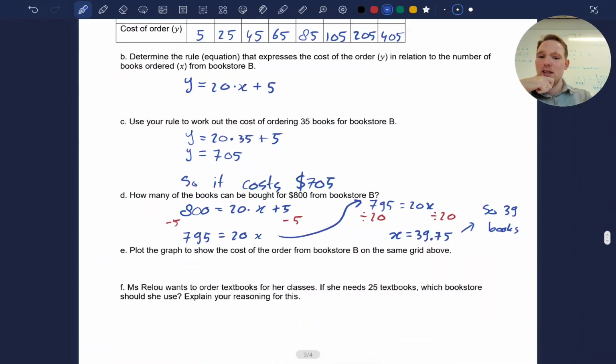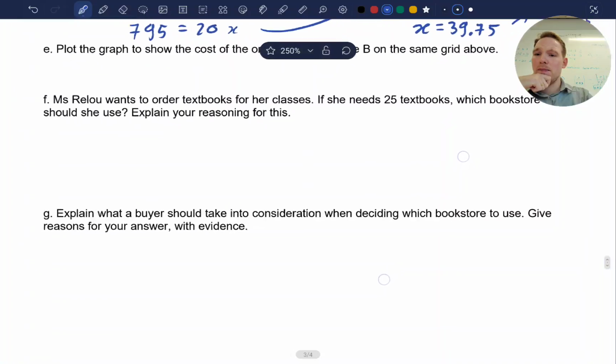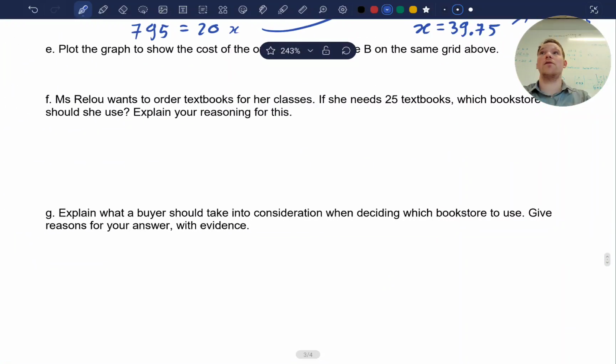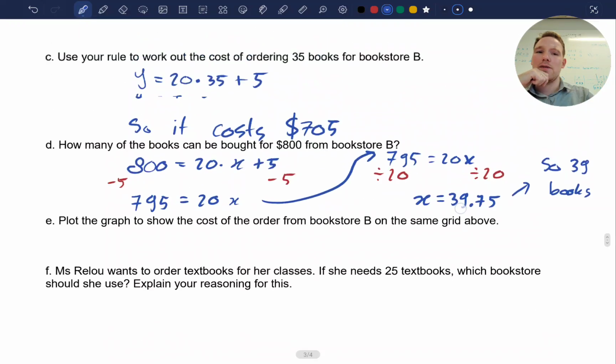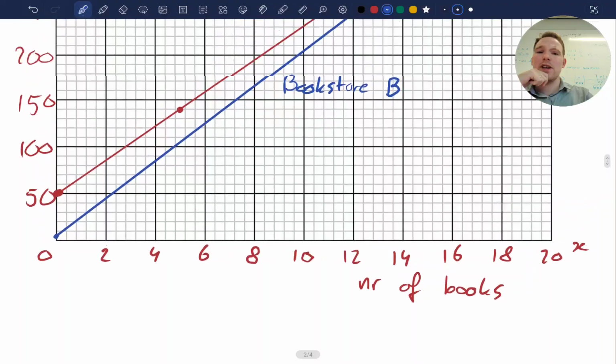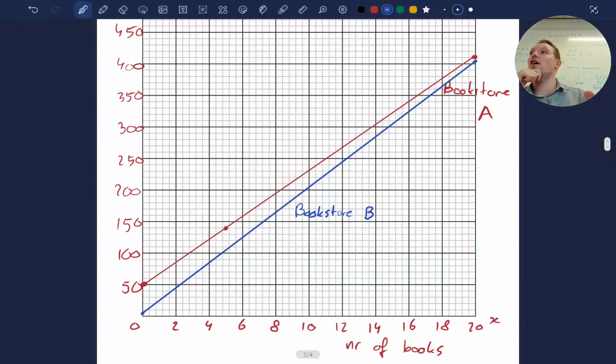Okay. Now, if we go back to the questions here, who's Miss Relu? Miss Relu is not a very nice math teacher at this school. Miss Relu wants to order textbooks for her classes. She needs 25 textbooks. Which bookstore should she use? Okay, let's first look at the graph. 25. Ooh, 25 is not on the grid that I drew. So maybe if I had chosen a different scale, I would have seen 25 on it, but here I don't.